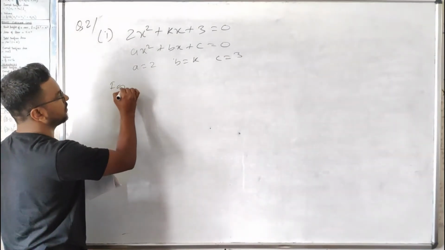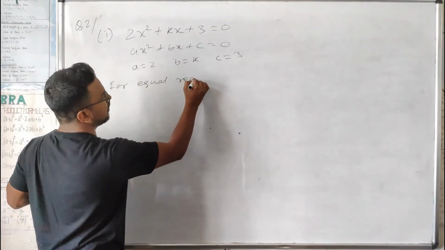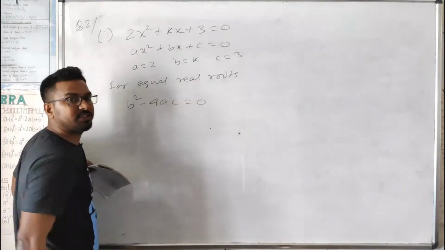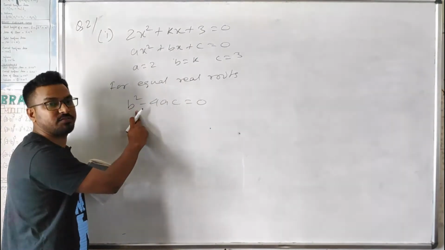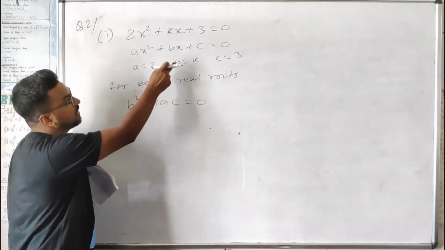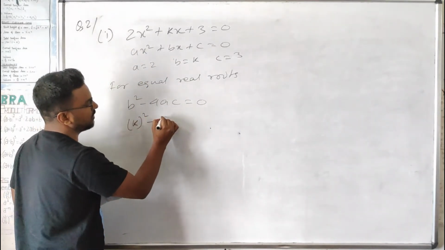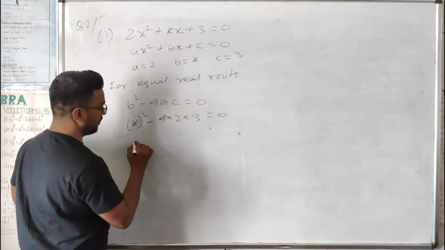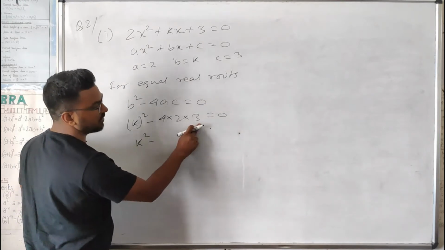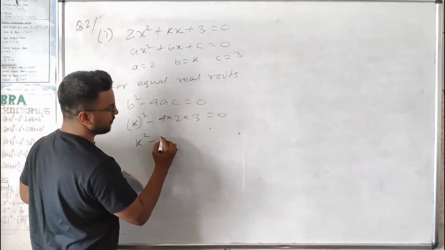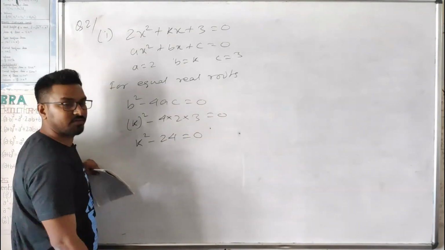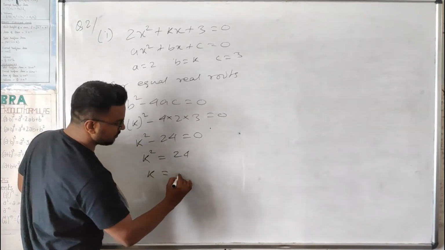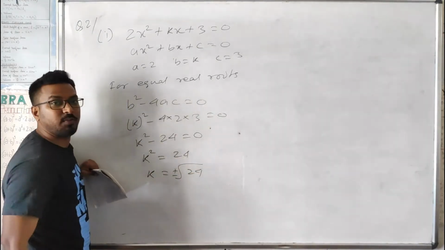For equal real roots, b square minus 4ac equals to 0. We know this formula, right? Now what is b? B is k. So k whole square minus 4 into a, where a is 2 and c is 3, equals to 0. So this will be k square minus 4 3s are 12, 12 2s are 24 equals to 0. Fine. So k square equals to 24 and k is equal to root of 24, and this will become plus minus.